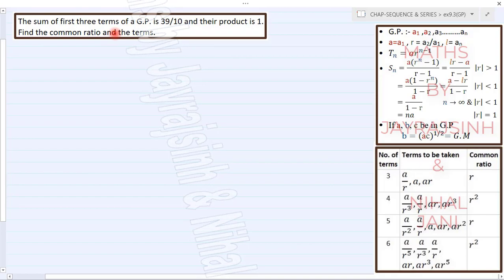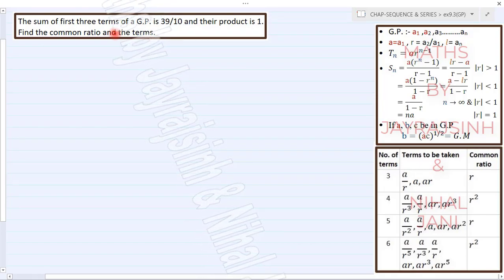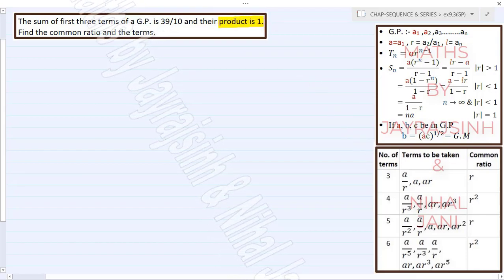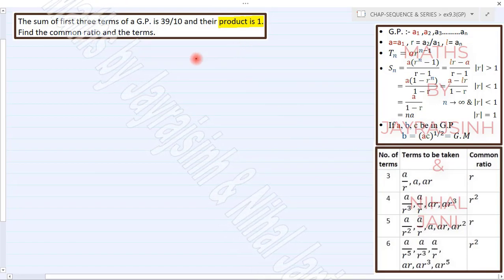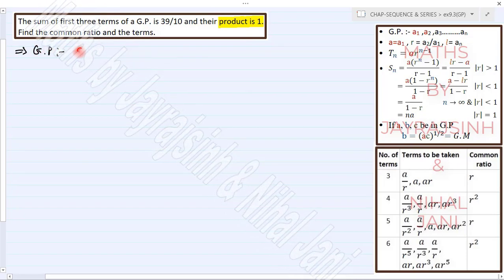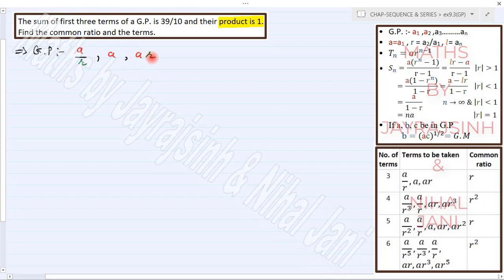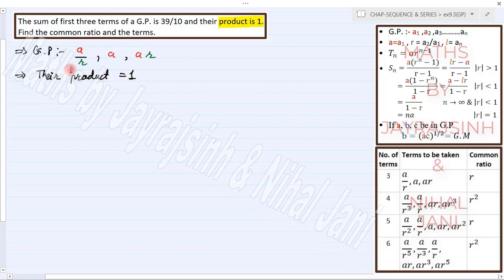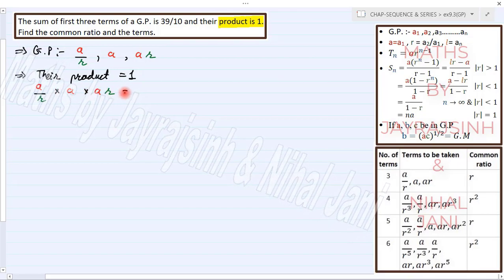In this question, we have the sum of the first 3 terms of a GP is 39 by 10 and their product is 1. Here, we have to assume 3 terms in GP and their product is given. So, it is preferable that your terms of GP must be A by R, A and AR. Now, it is given that their product is equal to 1. So, let's get their terms and multiply with each other.